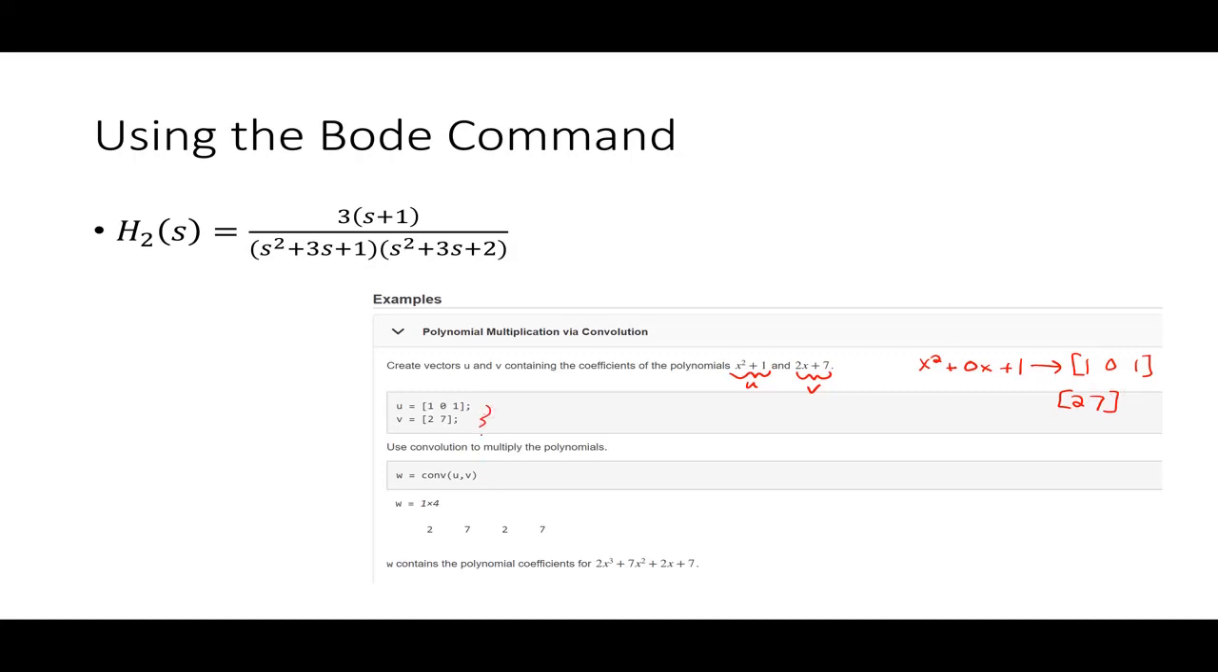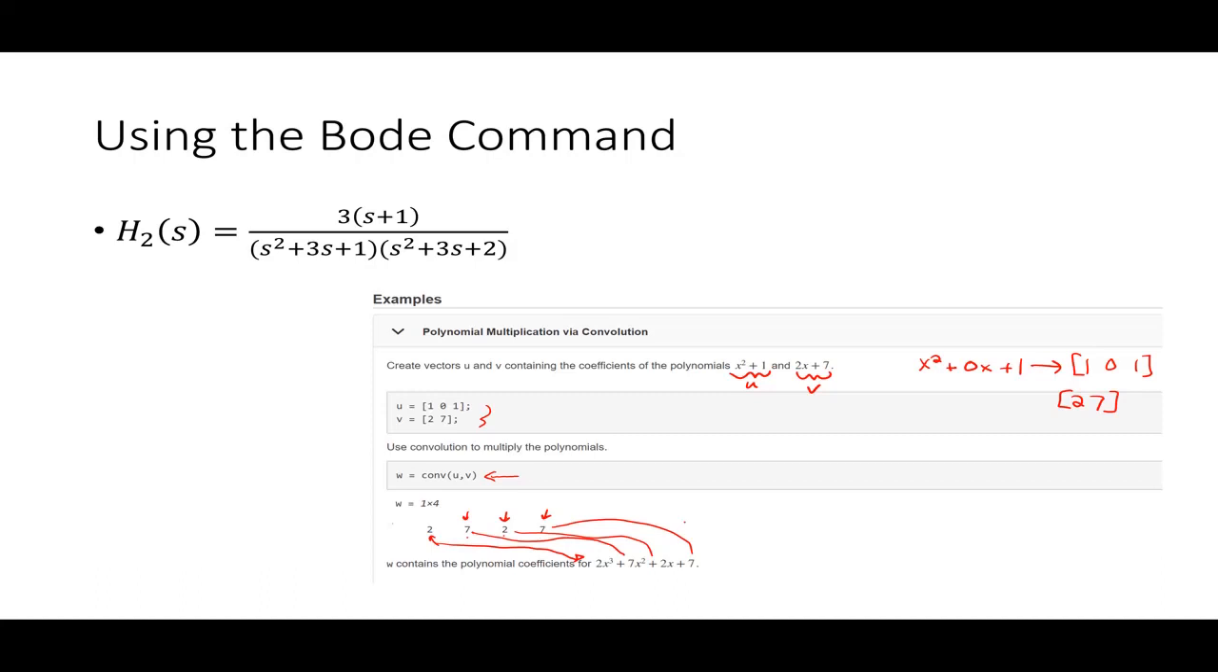To multiply those guys out, I do conv, C-O-N-V, u comma v, and then I end up with the result. So this guy w that I get, 2, 7, 2, 7, like that. The last entry here is always the 0th order term, or the constant. This guy is always the first order term, second, and then this guy is the third order. If there was another entry in front of it, it would be the fourth order term. So I see that this guy becomes 2x cubed on the third order term. I see I have a 7 on the second order term, a 2 on the first order term, and a 7 on the constant term.